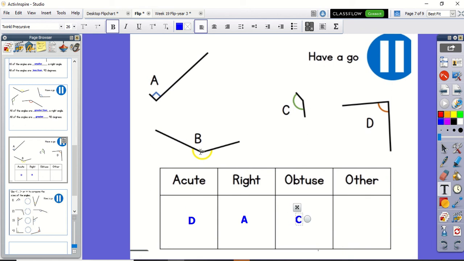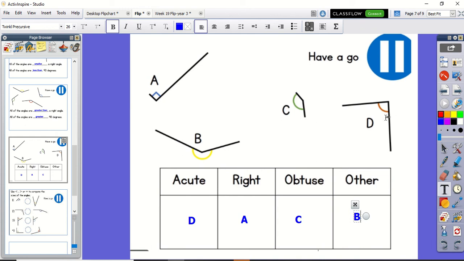Now B is a bit different because as you can see, my line has done more than half a turn. It's done more than 180 degrees. And this is why I wanted to remind you of this. I wanted you to remember that 180 degrees is half a turn. If your angle is bigger than half a turn, it's bigger than 180 degrees, it's not obtuse. It has a different name, but we don't need to worry about that today. Okay, that will be revealed later on in your journey with angles.